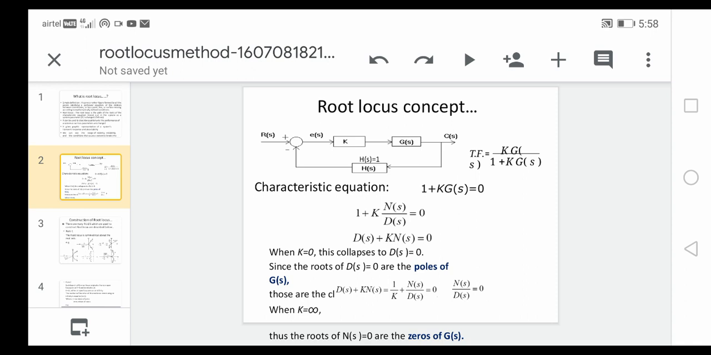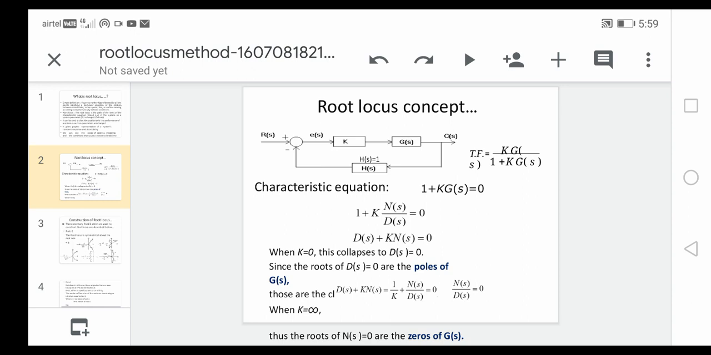The root locus concept is that whenever we are given a transfer function, you need to identify the poles and zeros of the given transfer function. In a transfer function, C(s)/R(s), there are always poles and zeros, which come from the numerator and denominator. From the numerator we get the zeros, and from the denominator we get the poles. The characteristic equation is the denominator that we have.